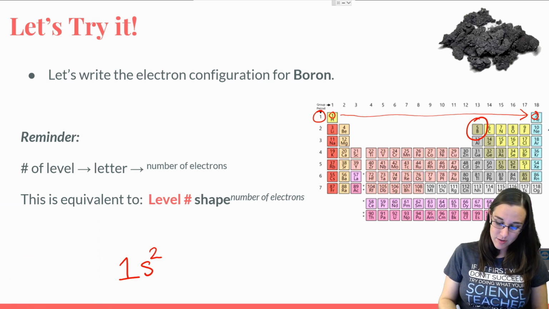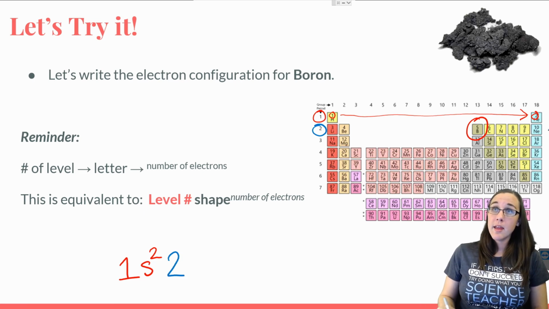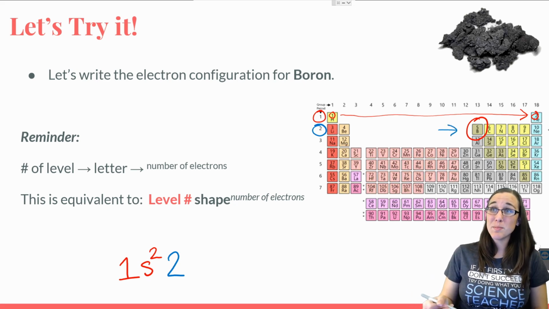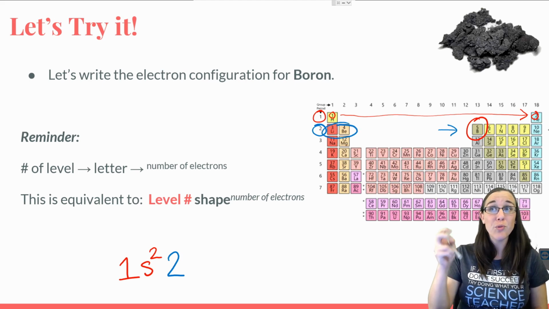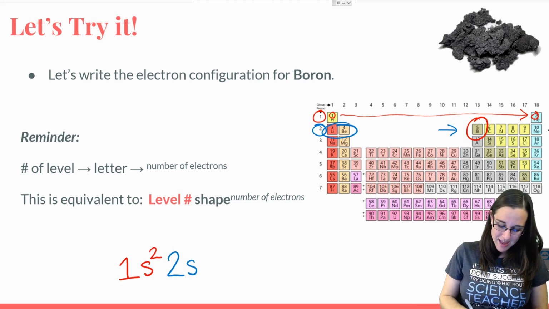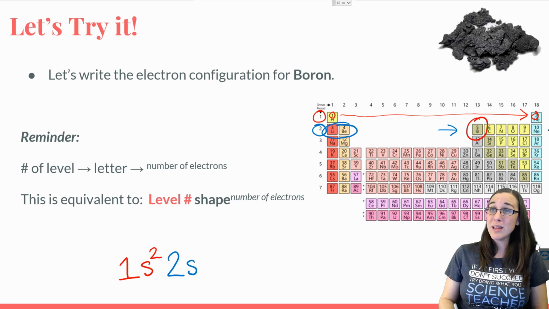My second level is right there. So I'm going to write 2. In order to get to boron on this side, I need to go through the S block. There's still 2 atoms in the S block I need to read through first before I can get to boron. So I'm going to write 2 and then S, since lithium and beryllium are in the S block, and they have 2 electrons. 1, 2. Remember, the max that you can fit in S is 2.